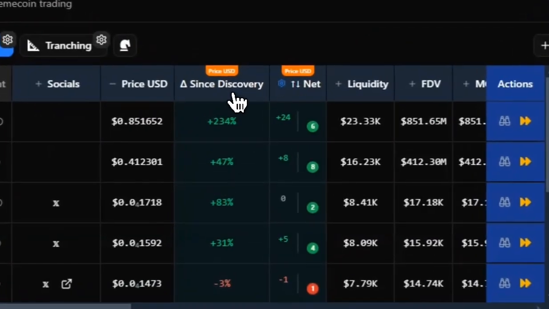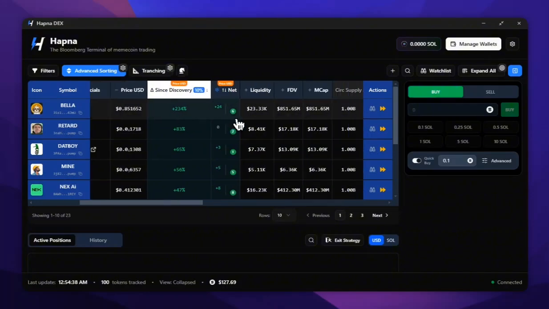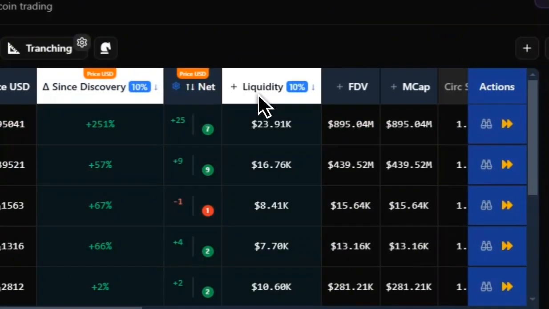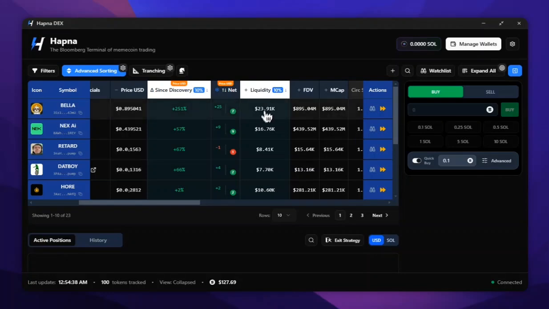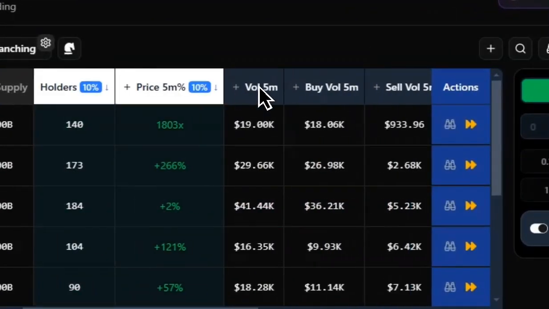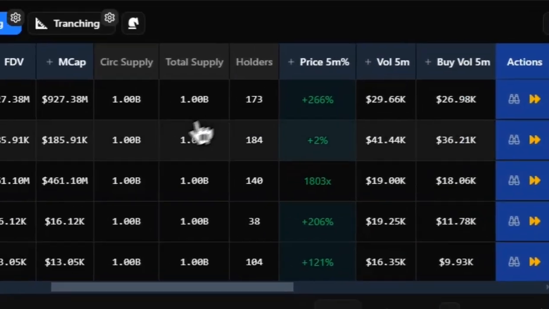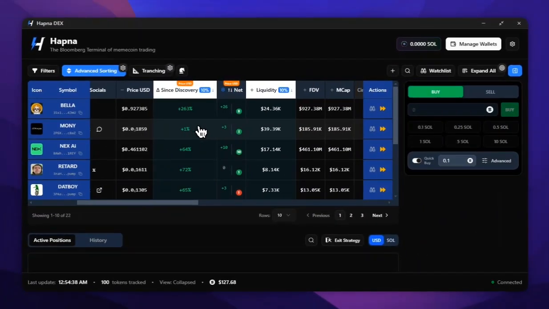So if I click here, for example, the since discovery, it's selected with a 10% weight, and I will explain what the weight is exactly. And if I click on the liquidity again, 10% for the liquidity. And you can actually choose 100 columns, 100 instruments. It's all up to you. I can go and choose the holders. I can choose the price, and you can carry on. It's not limited to any number of columns that you want to use in your sorting strategy.